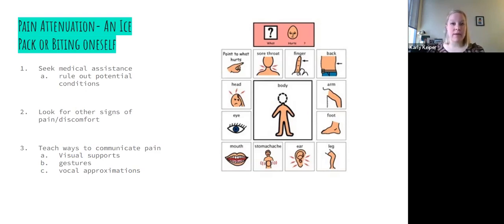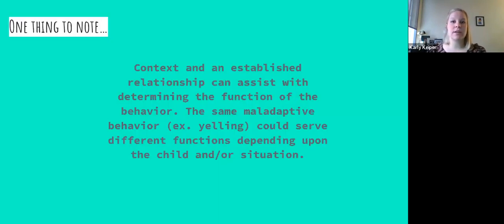So those are the 5 main functions and some strategies that I would recommend you use to address those functions and come up with some great replacement behaviors. A thing to note, though, is that context and an established relationship with your child is going to assist with determining the function of the behavior, because we can see the same maladaptive behavior serving different functions. An example of this is yelling.